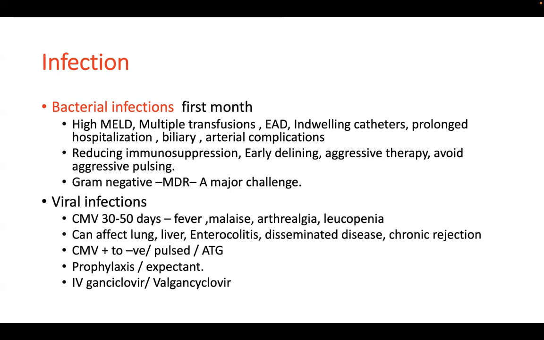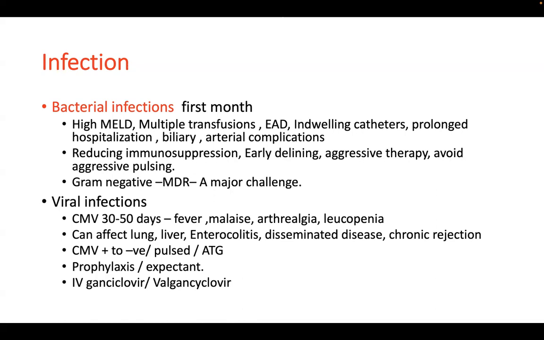Viral infections are another common thing. CMV is, of course, a very big concern. CMV infections occur after the first 1 month. Usually after the first 1 month, they present as some sort of CMV illness which presents with fever, malaise, arthralgias, and leukopenia. Or you can have CMV disease, where invasive CMV infects the lung, causing pneumonitis, the liver causing hepatitis, enterocolitis, or you can have disseminated disease, or a chronic CMV infection can present like a chronic rejection.